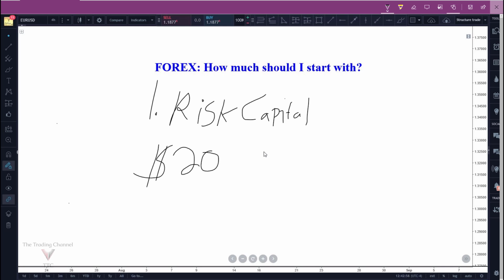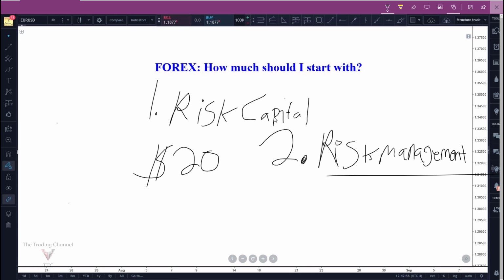The reason why comes mainly due to our second point of the how much should we start with video, which is going to be risk management. So we have risk capital. Now we have risk management. Sorry about the terrible handwriting, guys. And these are our two most important factors in how much money to start with.